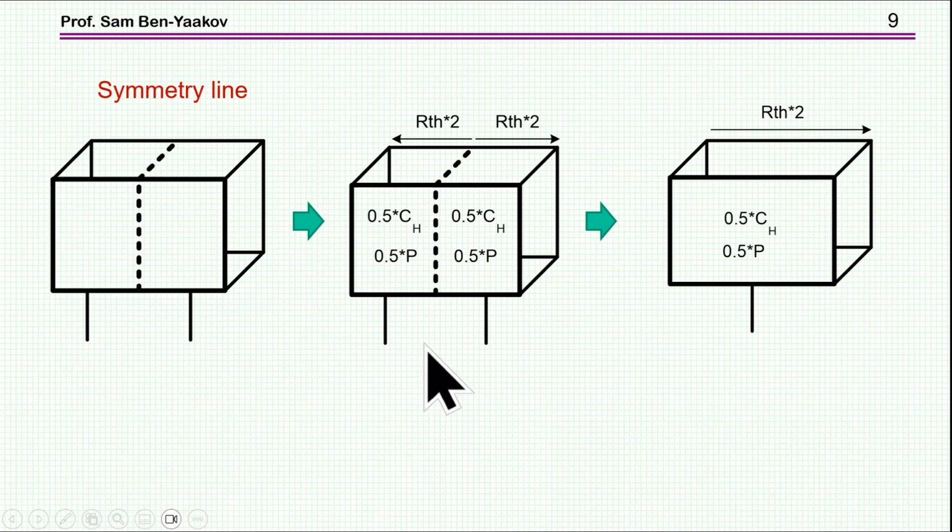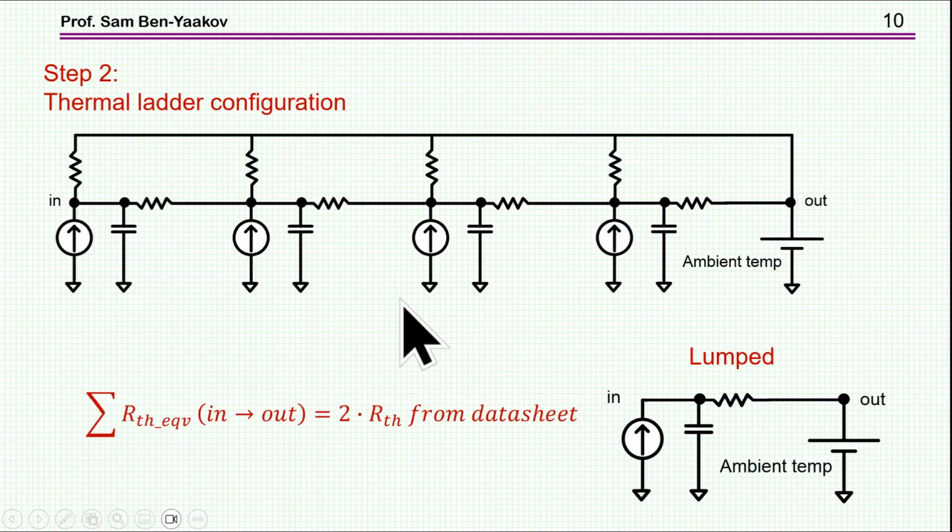So in order to develop the model, rather than handling the whole unit, we break it down into half. So we look at half of it: it has half the thermal capacitance, half the power, and double the thermal resistance, because the total thermal resistance is of both sides, and we are now considering only half of this unit. Here it is, this is half of the unit. So we're assuming that the total thermal resistance from here to here is the one specified in the datasheet.